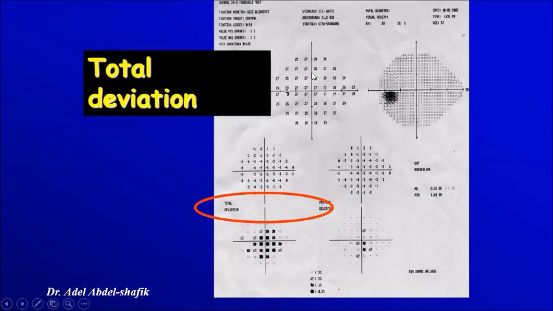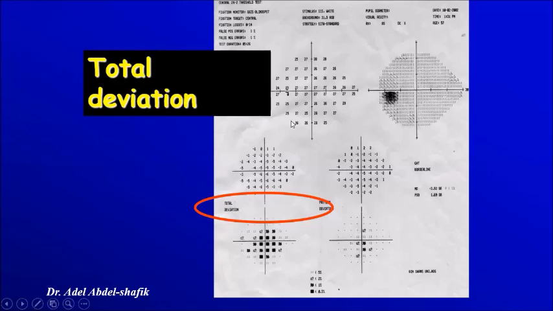As you notice here, this is all the sensitivities, and on the total deviation, each location is compared with the normal of that age, and any difference is shown up here. So this is the total deviation. This point is as normal, so it's written here 0. This point is 27, and its normal is 30, that's why it's written here -3, and so on.